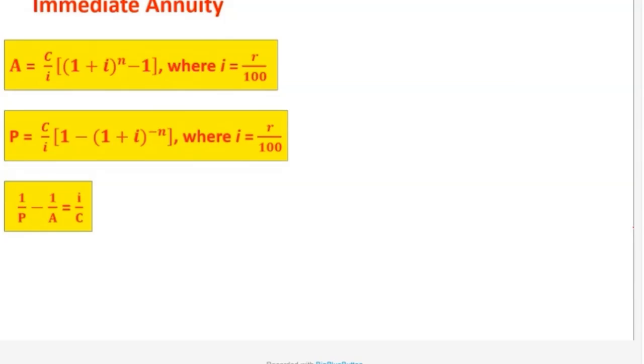Then annuity due. Annuity due means the amount is paid at the beginning of the period. At the beginning, at the starting, from today. Their formula is what you have to do in annuity due. Wherever there is C in annuity immediate, C will be replaced with C in bracket 1 plus I.